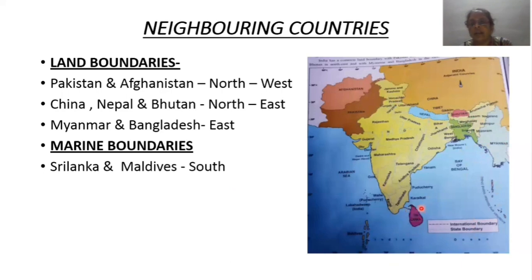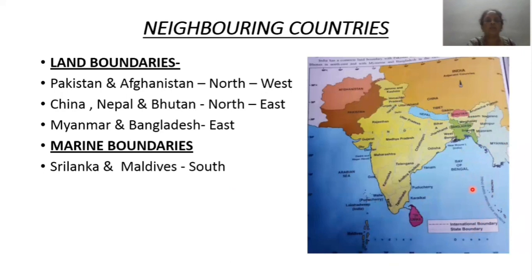Then which archipelagos or islands are situated in India? They are also included as a part of India. That is Lakshadweep Island. It is situated in the Arabian Sea. It is very near to Kerala. Then the Andaman Nicobar Islands are situated in the Bay of Bengal.